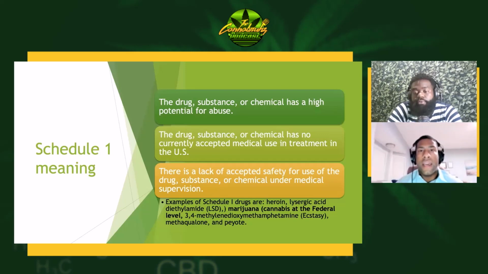A few examples of a Schedule 1 drug would be heroin, LSD, and marijuana, the main drug on there that we're really going to be focusing on today. We're going to go ahead and say cannabis at the federal level. We all know that it's been legalized in about 33 states right now, whether recreationally or for medical use, but federally it's still illegal. It's going to remain illegal as long as it's on that Schedule 1 or Schedule 2 determination. And then you also have ecstasy.